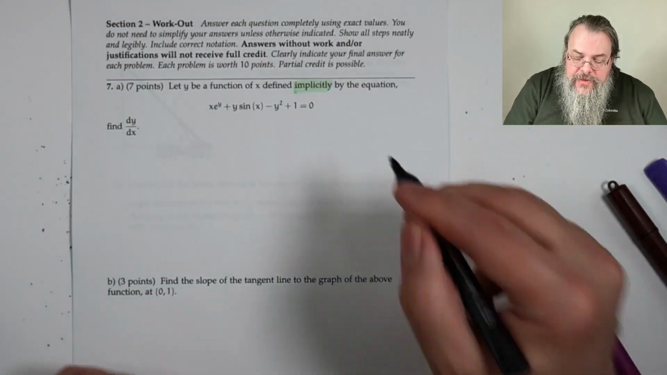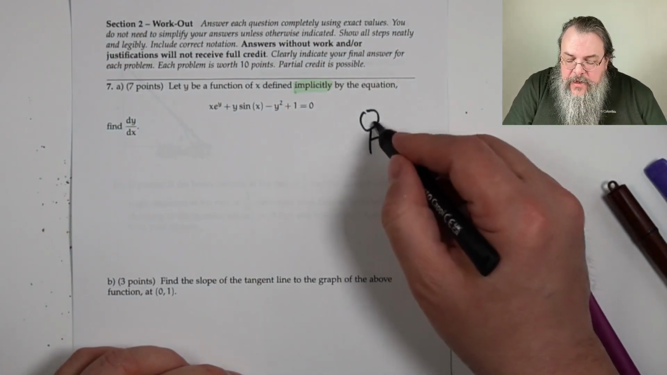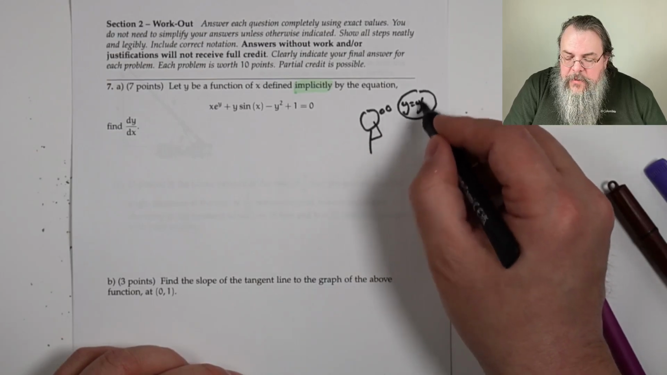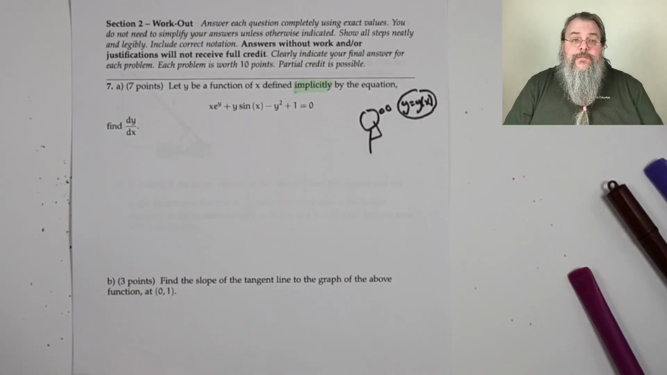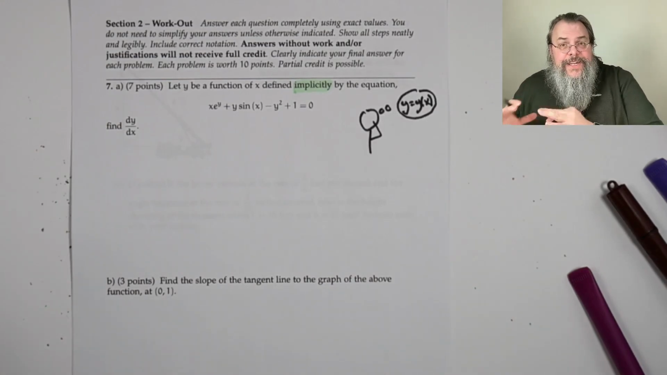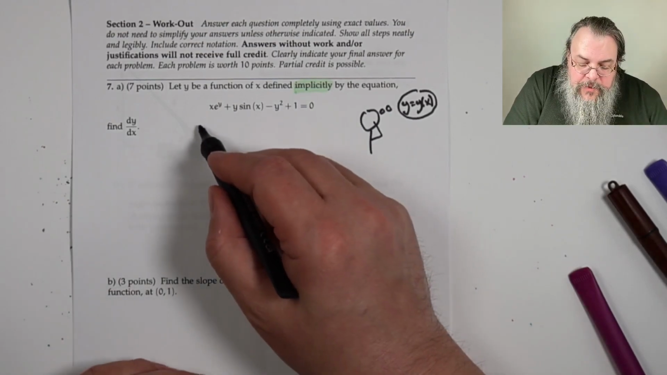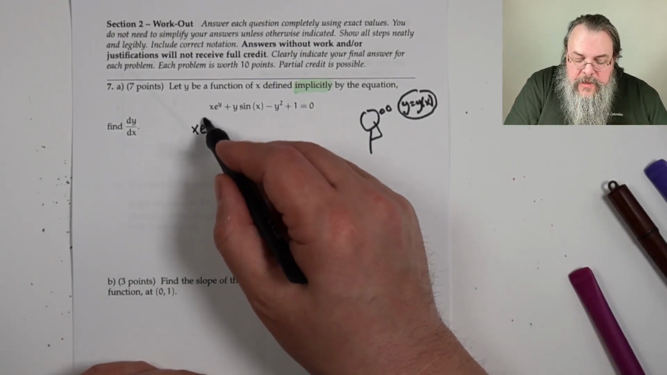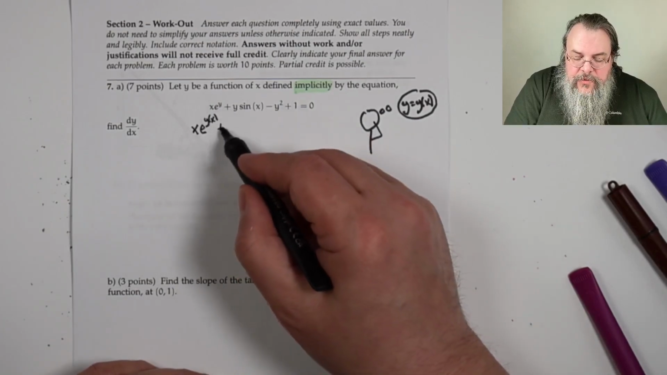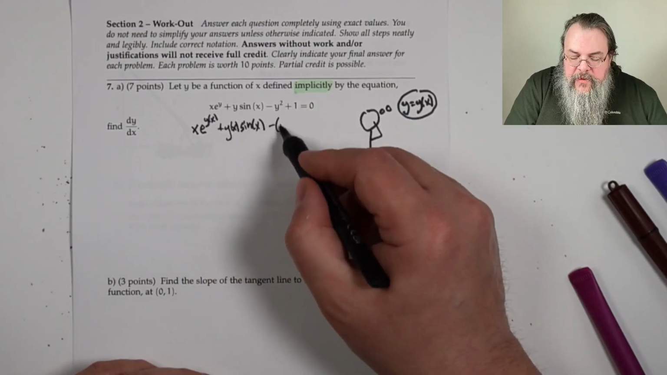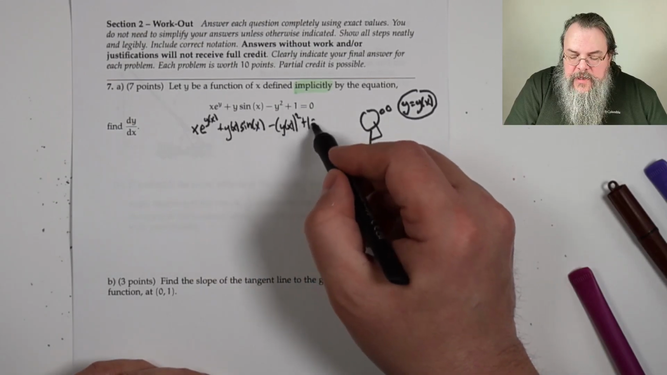When we see implicit differentiation, we have a little thought here: when I see y, think of it as a function of x. We don't usually write it down, but we think of it. So the idea is we're going to take the derivative of both sides with respect to x. This is not what I would normally write down, but just to emphasize that every y is really a function of x: y of x times sine of x minus y of x quantity squared plus 1 equals 0.